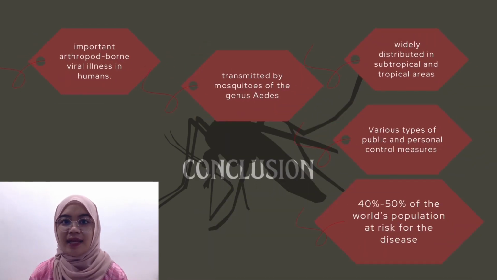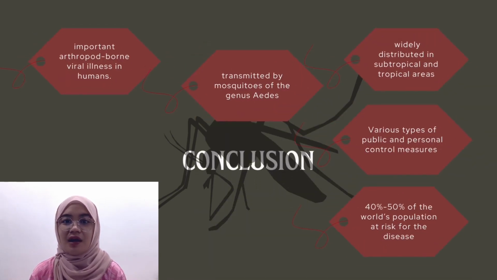In conclusion, dengue is the most common and important epidemic-prone viral illness in humans. It is transmitted by mosquitoes of the genus Aedes, which are widely distributed in subtropical and tropical areas of the world. The incidence of dengue has increased dramatically in recent decades, with an estimated 40% to 50% of the world's population at risk for the disease in tropical, subtropical, and most recently, more temperate areas.